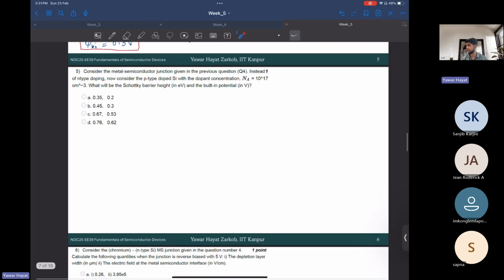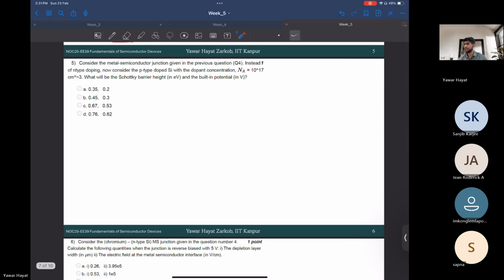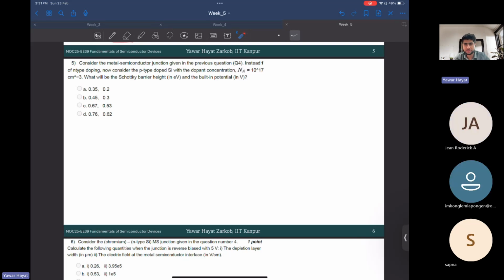The next problem is as follows. You need to consider the metal semiconductor junction that was given in the previous question, and instead of N-type doping, you now consider it to be P-type doped silicon, with the dopant concentration Na equal to 10 to the power 17 per centimeter cube. What will be the Schottky barrier height and built-in potential in this case? This I'll leave as homework.